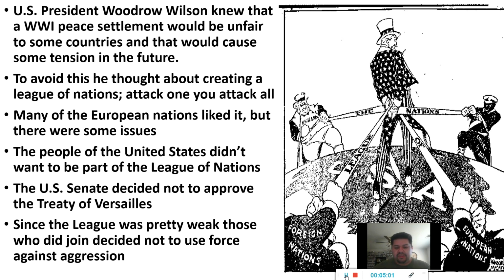On the bottom right here, it says foreign nations, and the other side is European nations. Now, if you can't see, they all have a bind on the United States. Basically it's saying if we join the League of Nations, all these other countries are going to have us in a bind when something they did is going to affect us when we have nothing to do with them. That's their thing over there. They want to mess around. They want to cause problems. That's on them. That should not be on us.